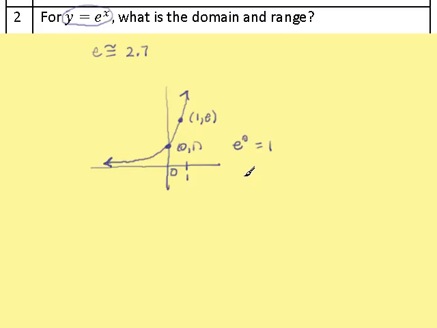Okay, so let's look at the domain. This graph will continue to the left, and here it continues to the right. It goes up quickly, but to the right slowly. And so the domain will be all real numbers.